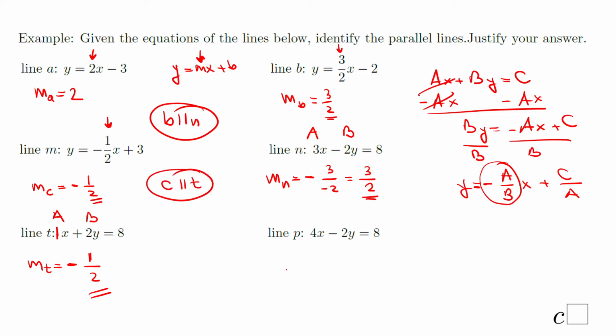And we have a last line, line P. I'm going to use the same strategy, negative A over B. Negative A is negative 4, B is negative 2. So 4 over negative 2. The double negatives cancel out, and we have 4 over 2, which is 2. We notice the slope of line P and the slope of line A are the same, and that means A and P are parallel lines.